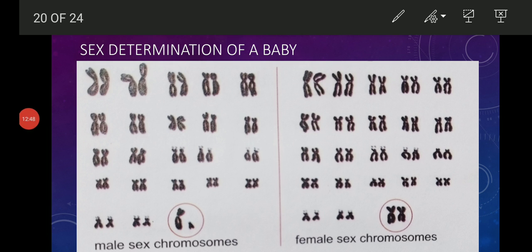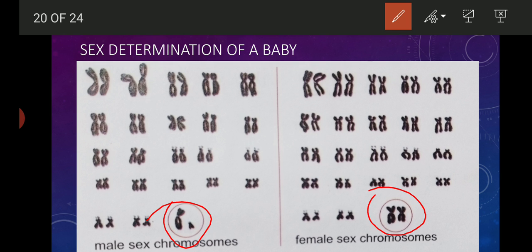Students, we have learned in our chapter cell that chromosomes present inside the nucleus carry genetic material. Every healthy human being has 23 pairs of chromosomes. You can see in this picture that there are 23 pairs of chromosomes, in both male and female. The 23rd pair in males and females differs.